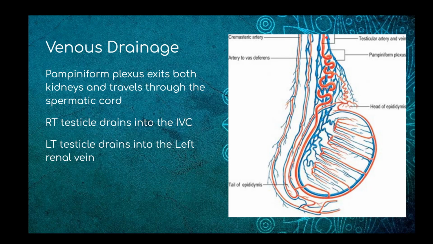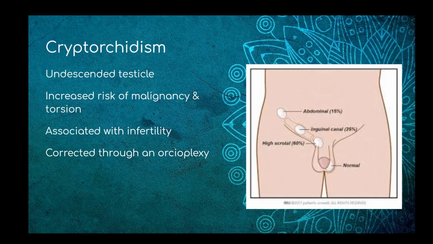Now here's the big thing that you need to know about the pampiniform plexus. Number 1, the right testicle drains into the IVC. So the right pampiniform plexus heads right to the IVC. Now the left testicle, though, is going to drain first into the left renal vein, and then the left renal vein will take it back to the IVC. This is important later for pathology, but remember, right testicle directly to the IVC, left testicle into the left renal vein, which takes it back to the IVC.